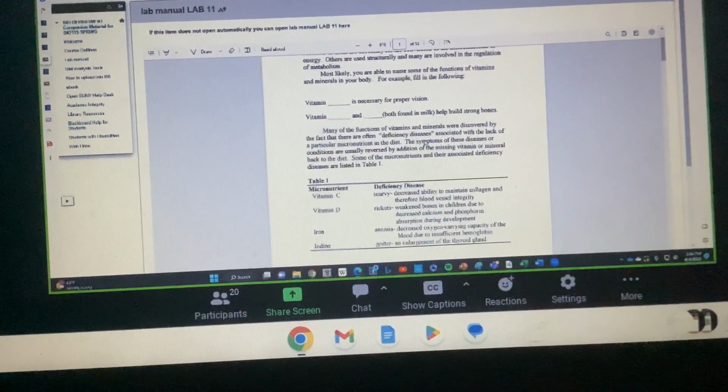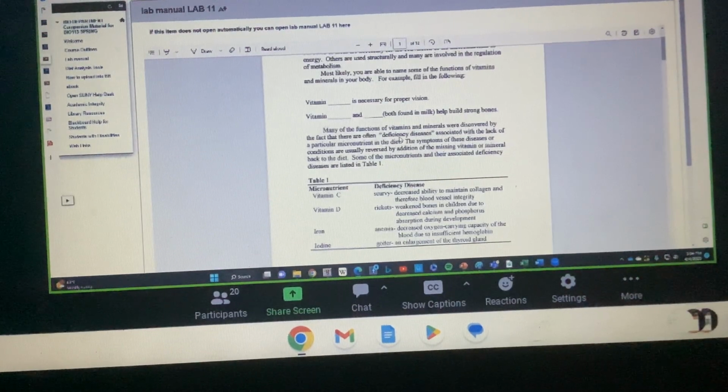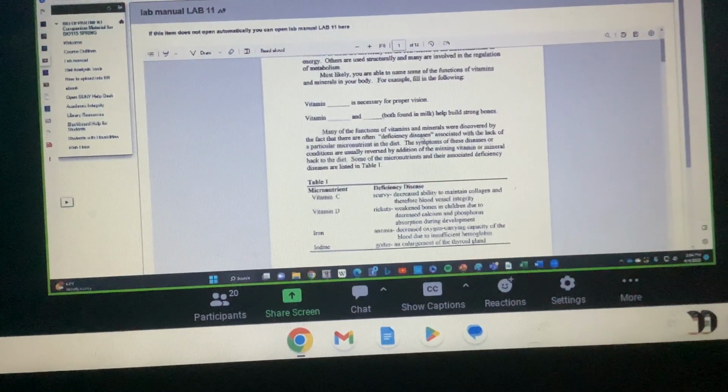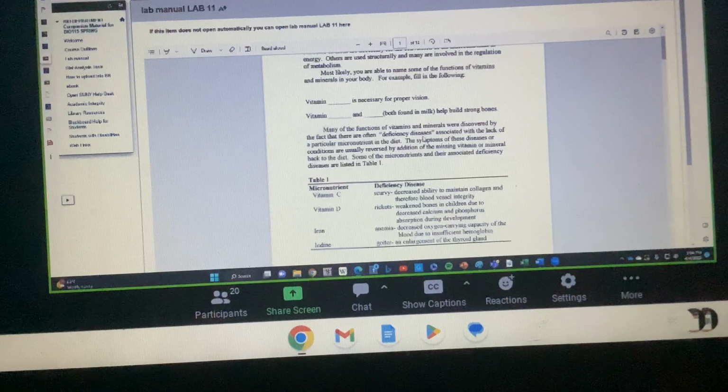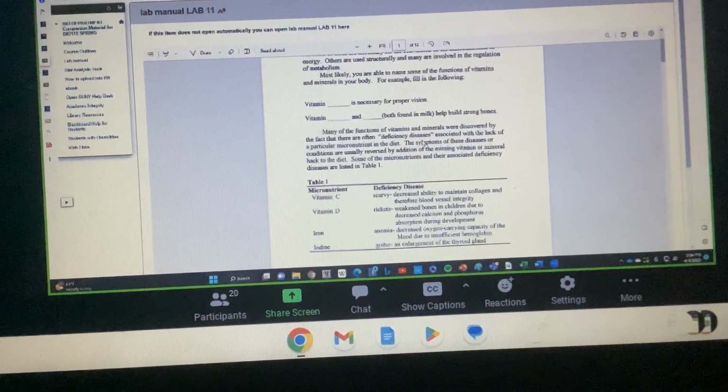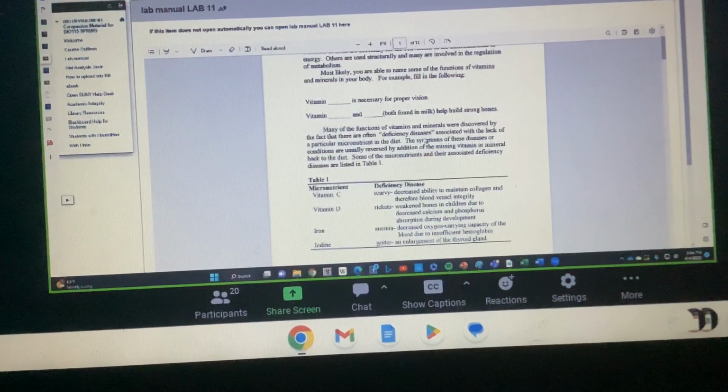Many of the functions of these vitamins and minerals were discovered by the fact that there are often deficiency diseases. And that was the first sign that we saw, was someone struggling with health issues. Think beriberi, pellagra, scurvy, etc. Okay, they have names. They are real.